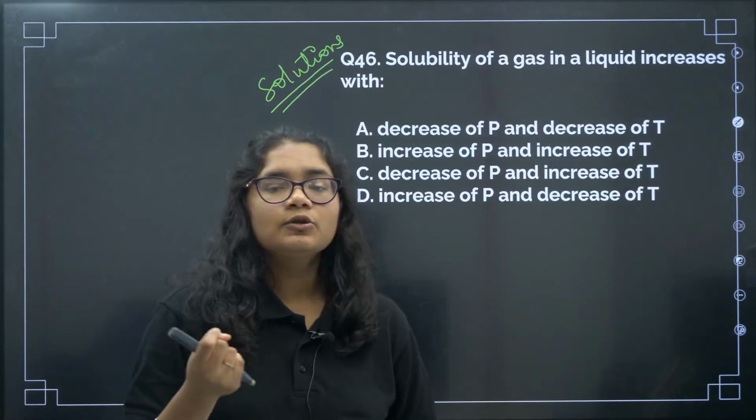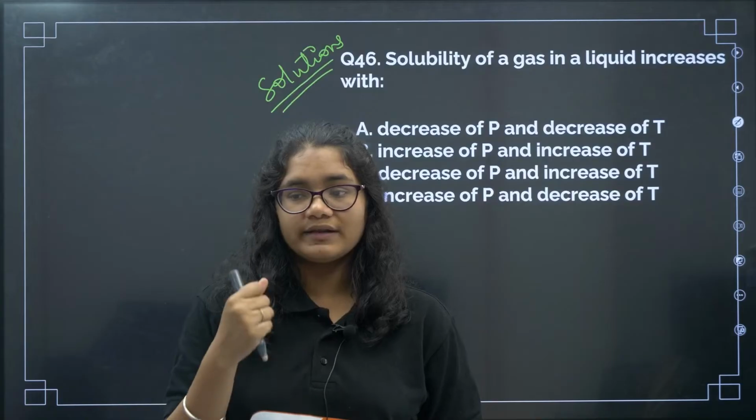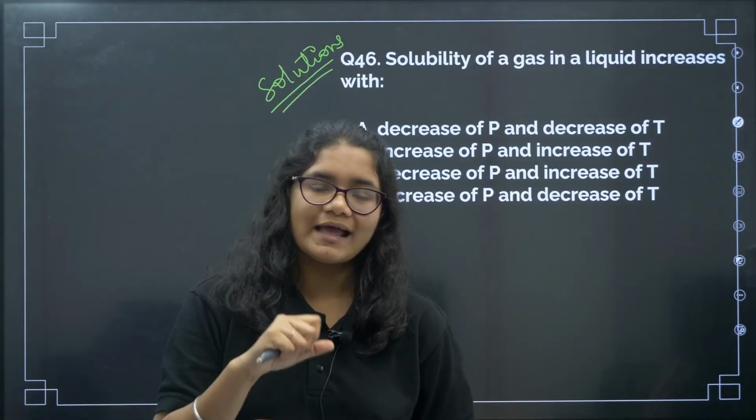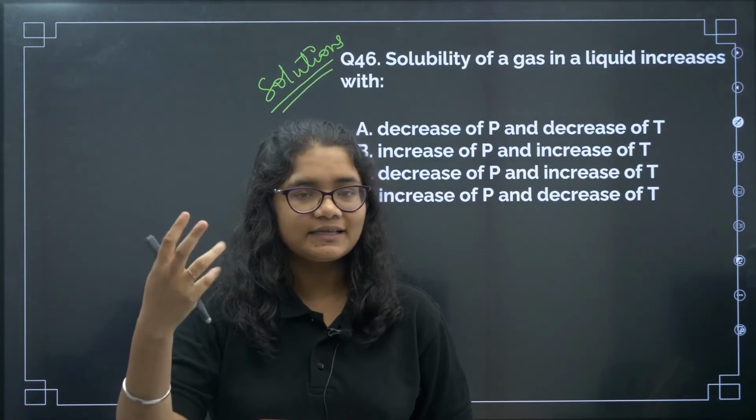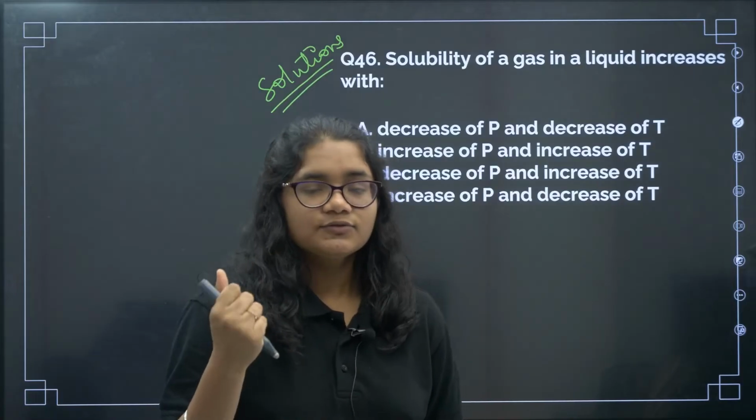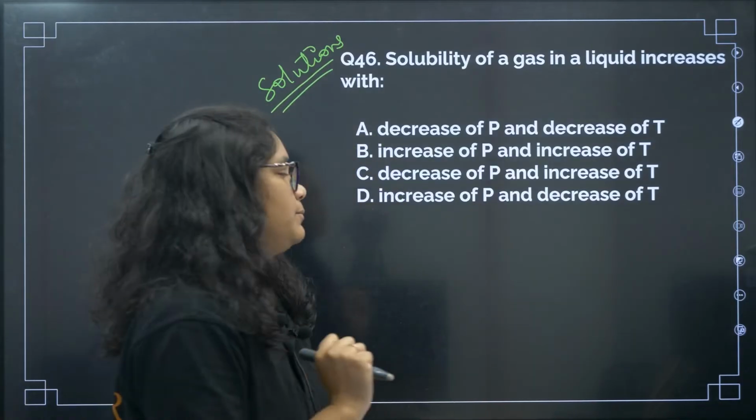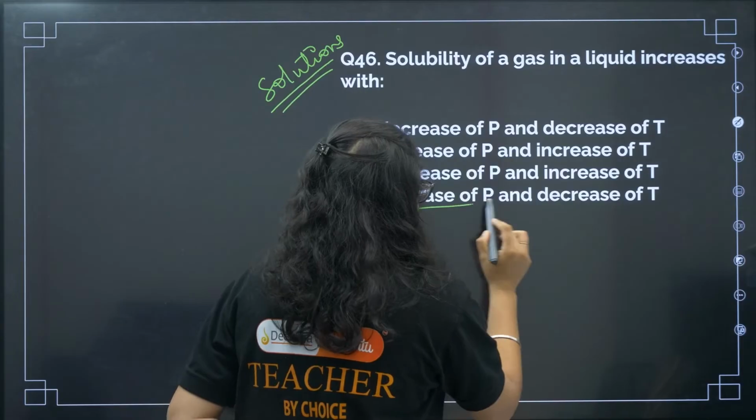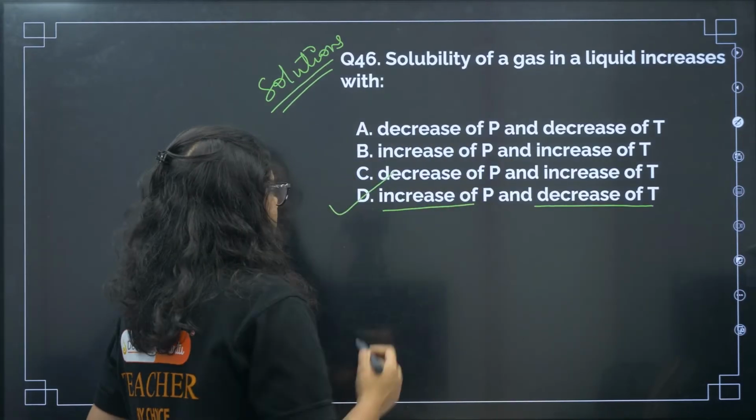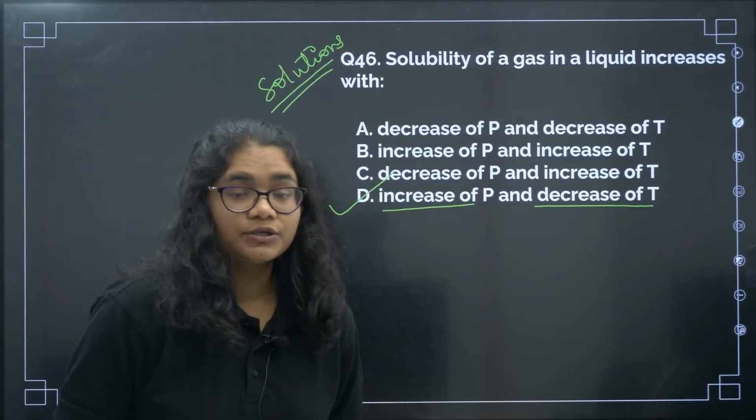You have seen cold drinks and all, right? When the cold drinks are chilled, at that time more gas is dissolved. As the temperature increases, the gases escape out. So we need low temperature and high pressure. So increase of pressure and decrease of temperature. So the correct answer for this question is option number D.